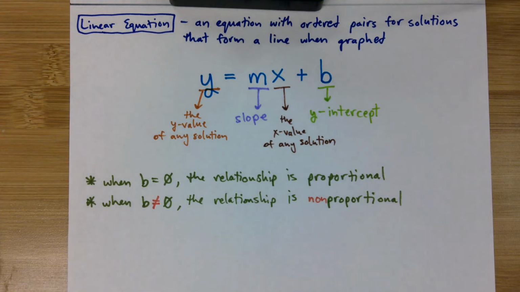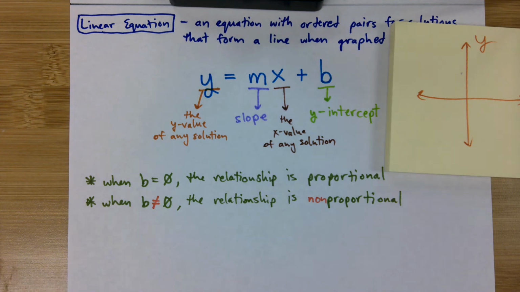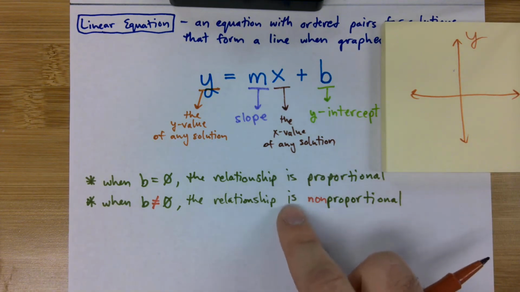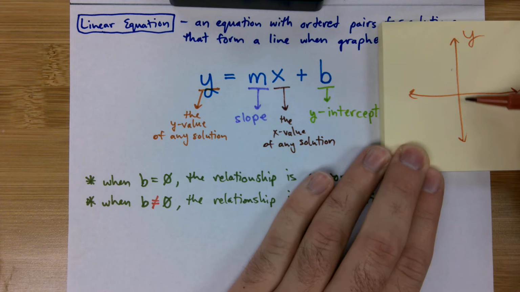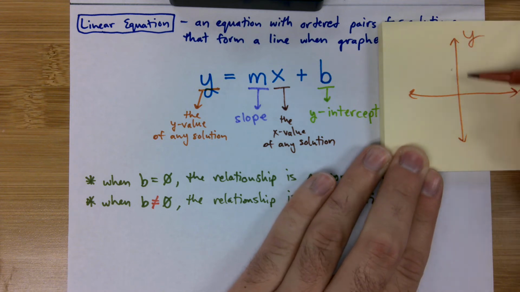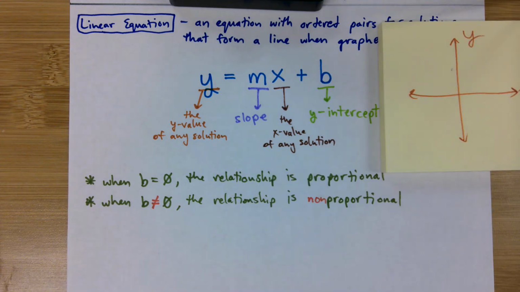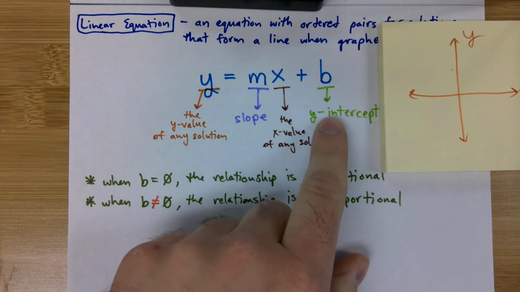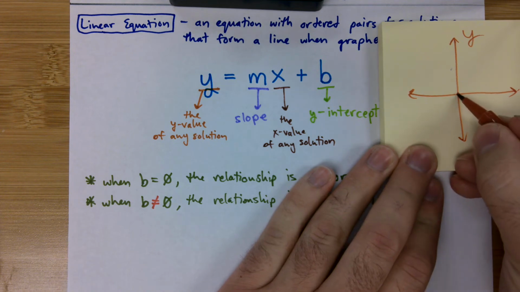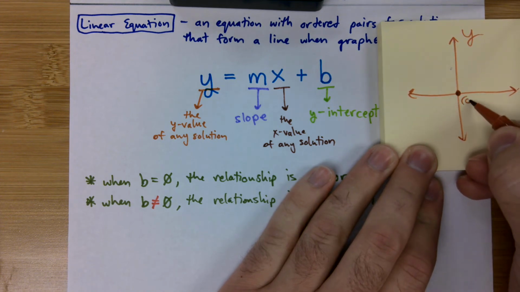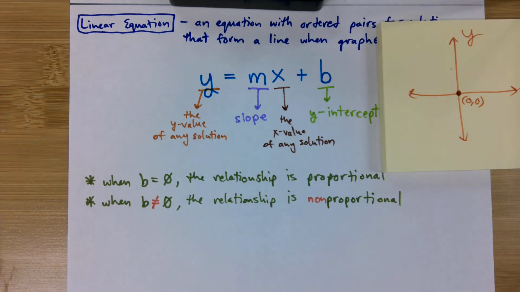What does it mean for our b value to equal 0? Well, let's take a look at a graph. If we have this graph here, b represents where that line intercepts the y-axis, right? So this y-intercept's got to be somewhere on this line. Where on that line are we going to get a b value of 0? Well, right in the middle, at 0, 0.